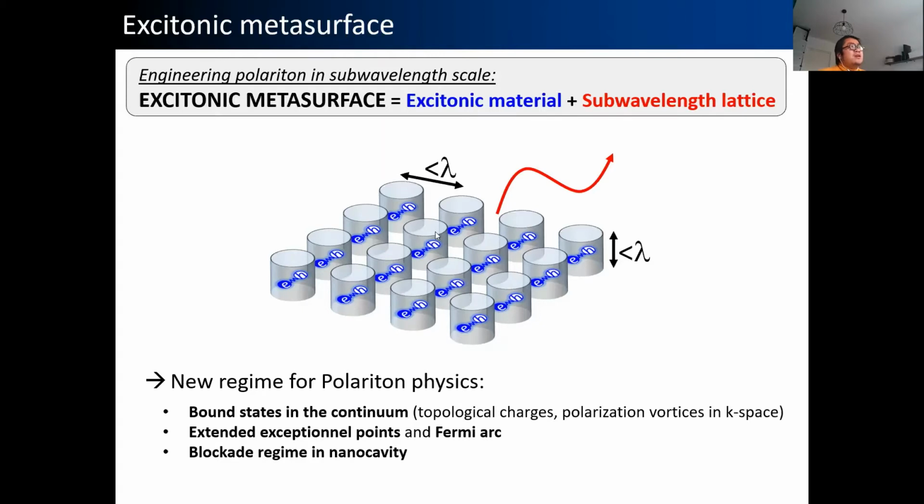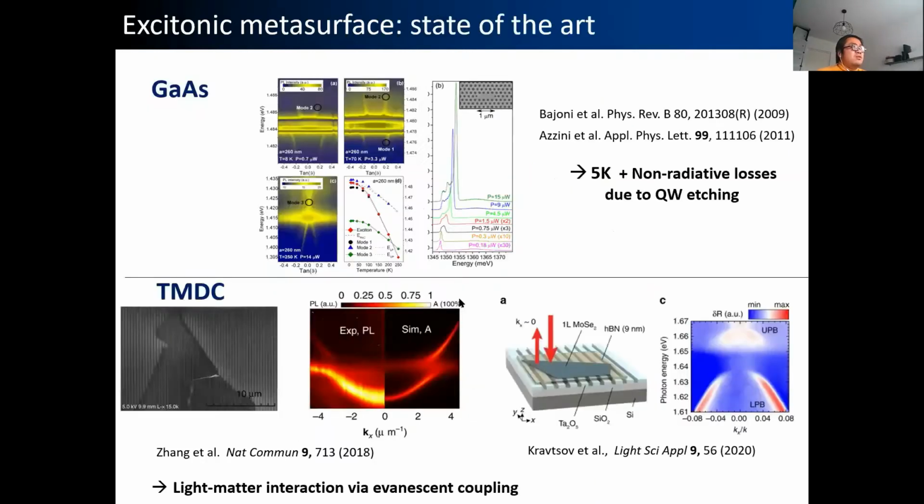And of course, if we can reduce the size of everything, we can go to the blockade regime in a smaller footprint in the nanocavity. I talk about, for example, a photonic crystal nanocavity. So this kind of excitonic metasurface that we formally call here is not something completely new, because if you look into the literature at the beginning of polaritonic devices, when people were still working in the gallium arsenide system, it was already studied. For example, here we have photonic crystal polaritons in gallium arsenide, and this one is the polariton lasing with the nanocavity.